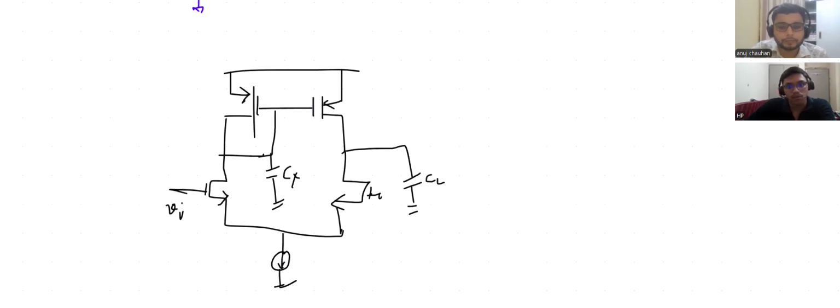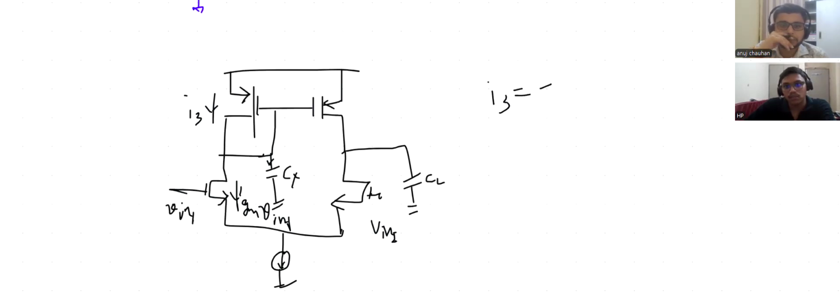Vin1 and Vin2. Because of this Vin1, I have gm times of Vin current here. This current is flowing both through Cx as well as this device. So this minus gm1 Vin1 is divided between Cx and this one. I'm assuming the current through this is I3.